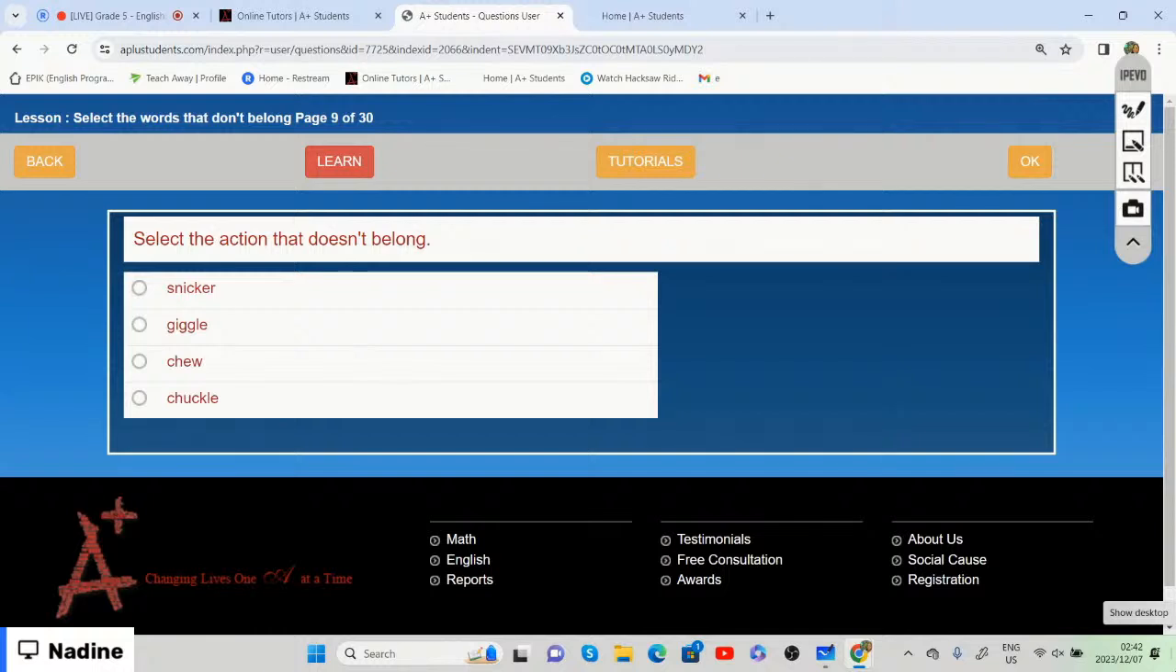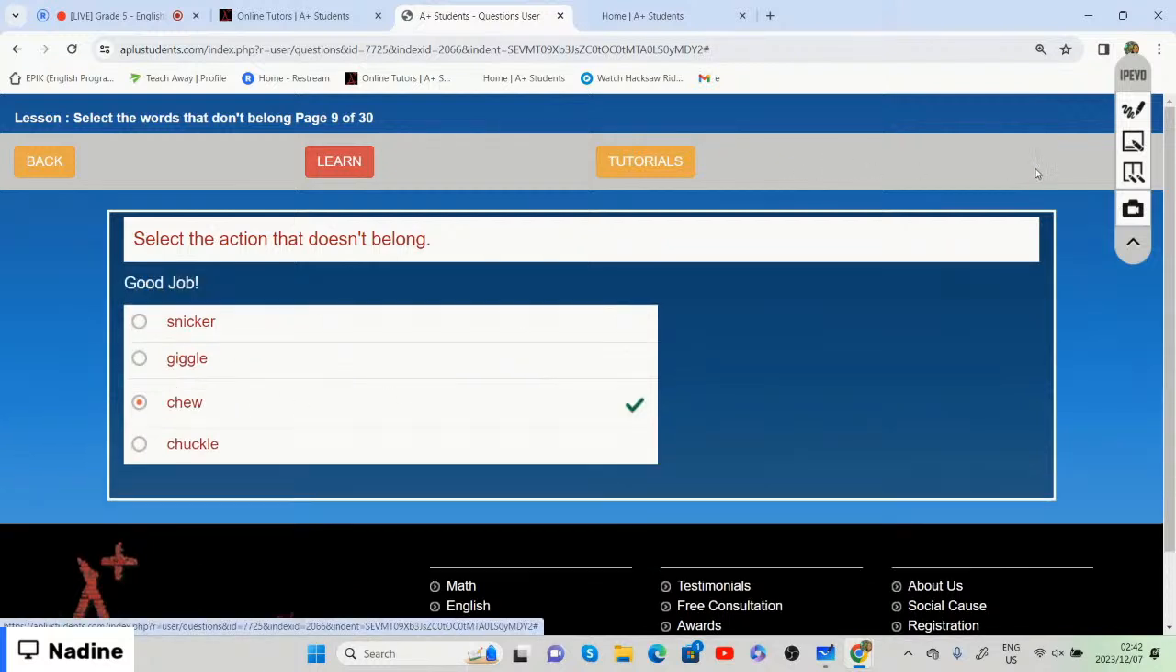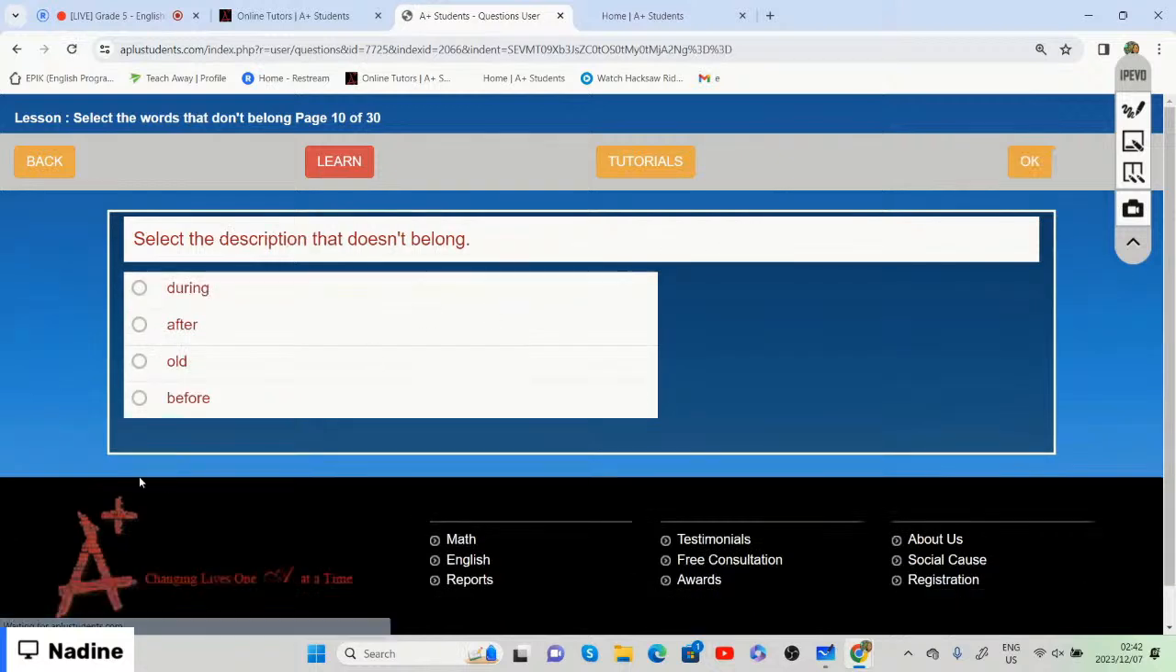All right, so if we want to select the action that does not belong in this group, which is not related to laughing, then we would say it is chewing. Because chewing is not related to laughing. Sneaker is to do with laughing. Giggle is to give off almost like a small little laugh. Chuckle is to also give off like a soft laugh. But chewing is to do with eating. So well done, chewing is correct.